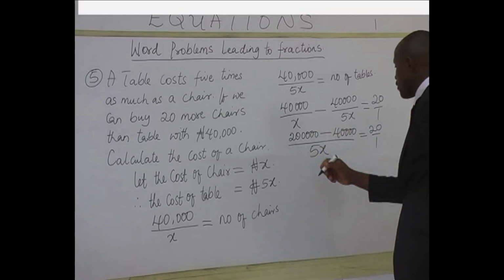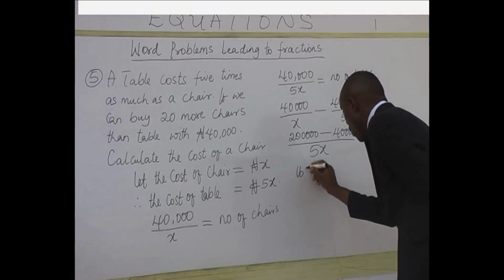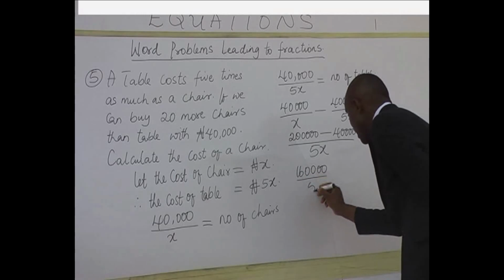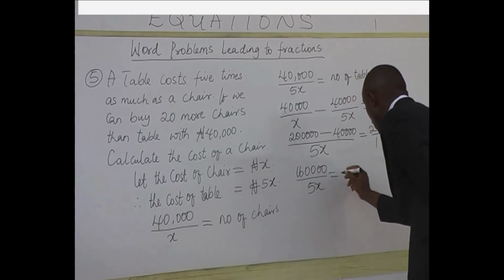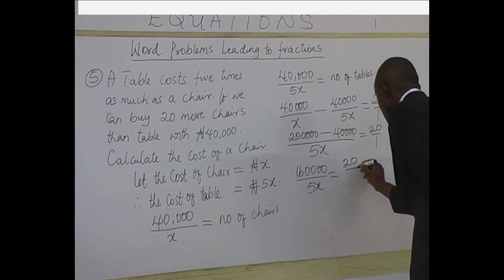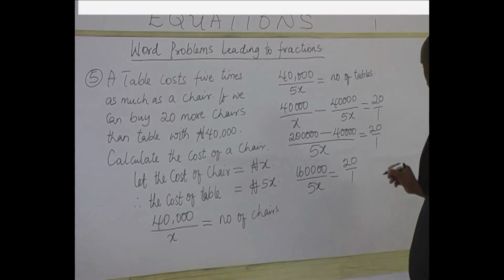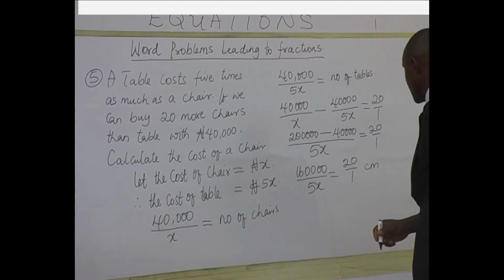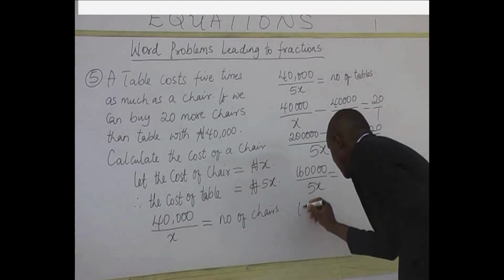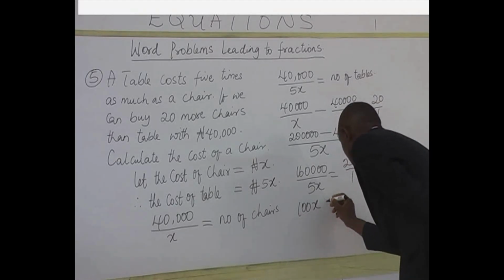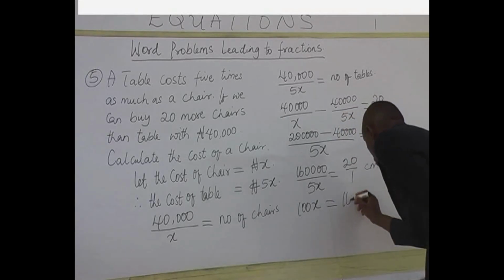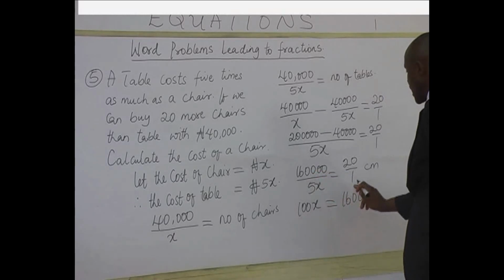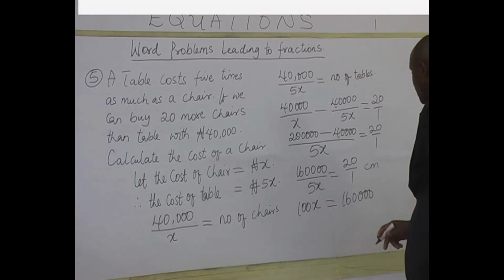Subtract 40,000 from 200,000, you'll be left with 160,000. It will be 160,000 divided by 5x. That will now be equal to 20 all over 1. Cross multiply now. 5x times 20 will give you 100x, and it's going to be equal to 160,000, because 160,000 times 1 will give you 160,000.